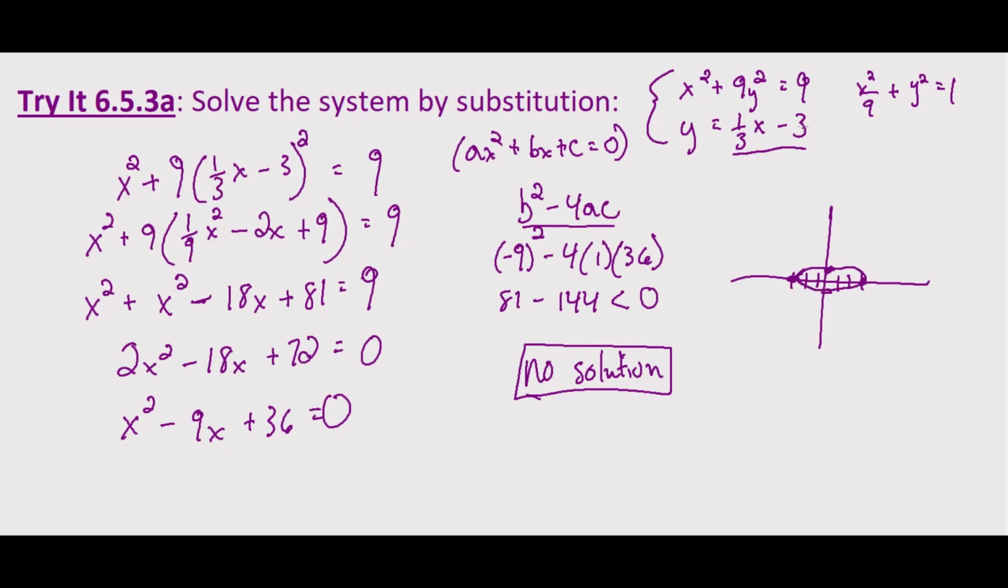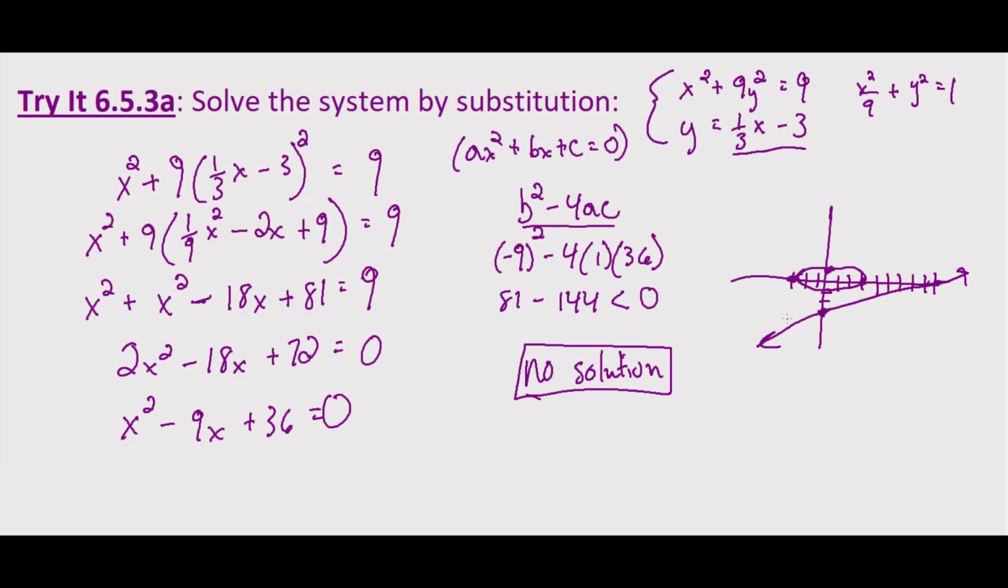And then y equals 1/3 x minus 3. That's going to have a y-intercept of negative 3 and an x-intercept of 9. Because if we substitute y equals 0, 1/3 x minus 3 equals 0. That's 1/3 x equals 3, which gives us x equals 9. So that's way out here. And we would see that these graphs don't intersect, which means there's no solution.